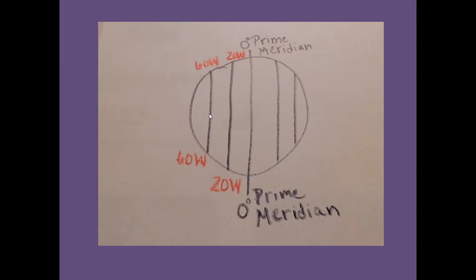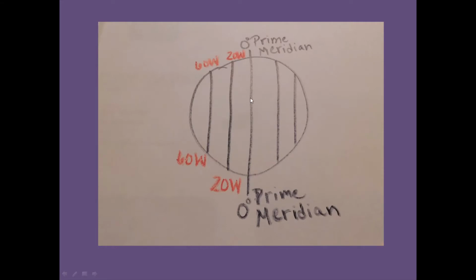You'll notice that these are marked with a capital W, and that is because these longitude lines are on the west side of the prime meridian. So they're each going to have a W next to the numbers. If we look at the prime meridian, this first line, 20W, is 20 degrees west of the prime meridian. It's a longitude line 20 degrees west of the prime meridian. This is 60 degrees west of the prime meridian.